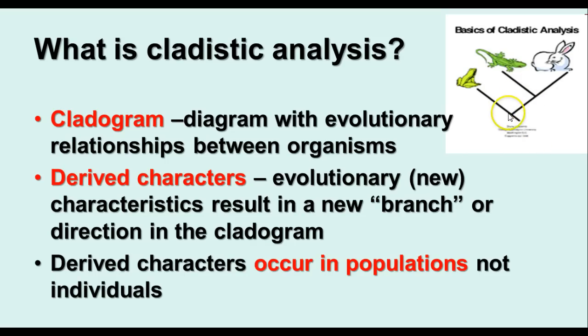Somewhere in between the frog and the reptile, there was a development of something called an amniotic egg. This is an egg that is able to be laid outside the body away from water. So reptiles have the amniotic egg, so here's the derived character that separates them from the frogs.